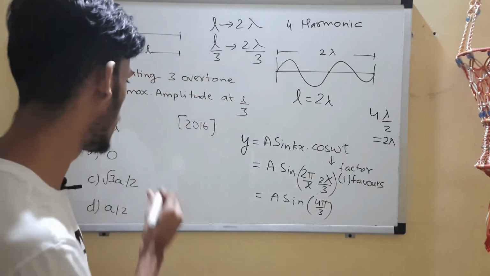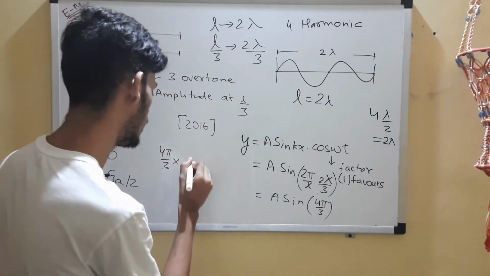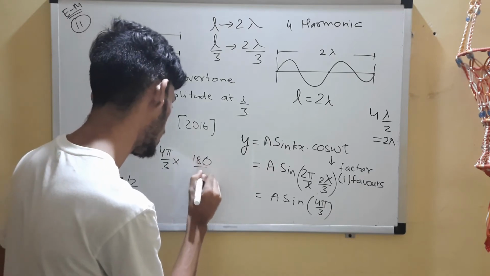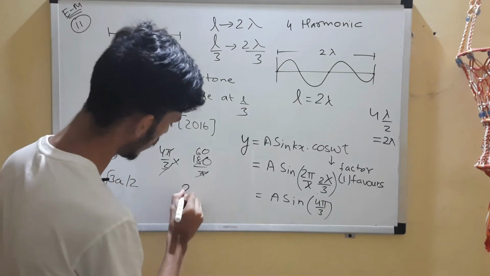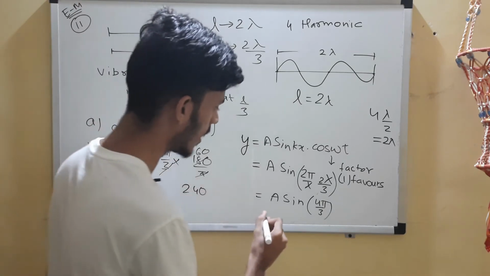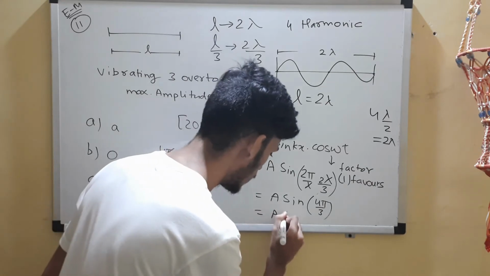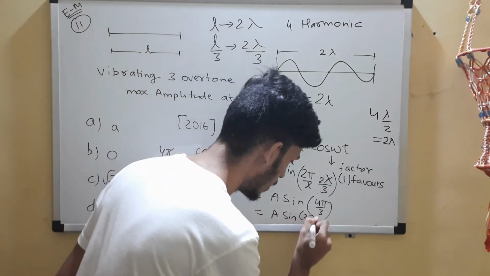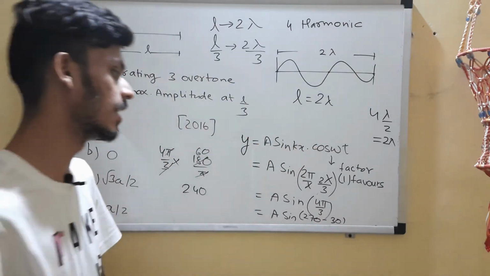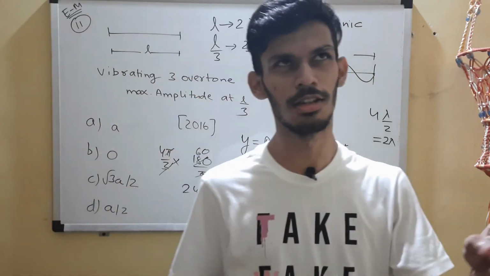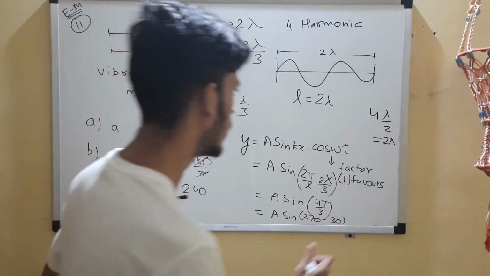What is this 4 pi by 3? Let's convert it into degrees, into 180 by pi. 3 6s are 18, 4 6s are 24, so 240. I can write it as a into sine of 270 minus 30. 240 can be written as 270 minus 30, which is in the third quadrant, so it will be negative.